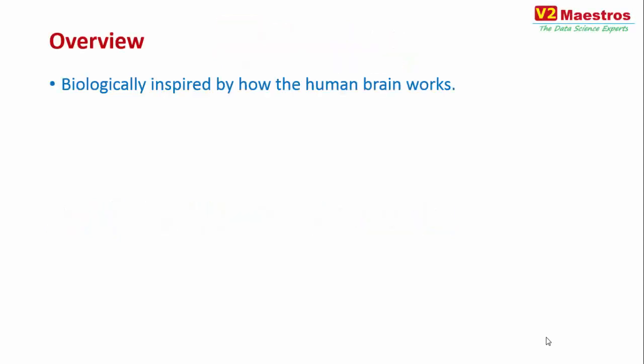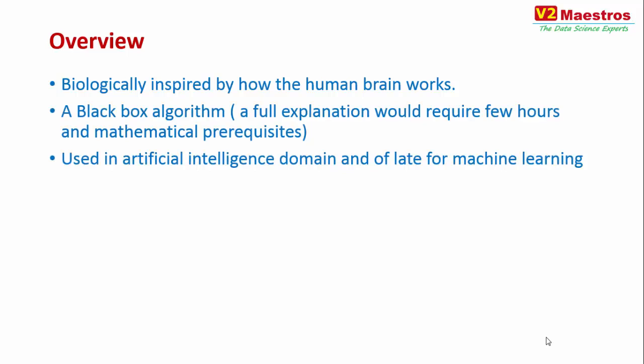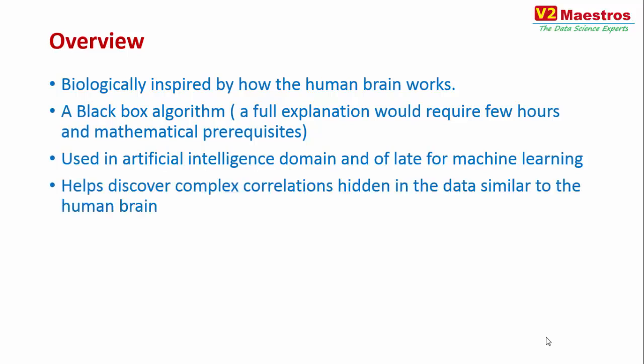Artificial neural networks are inspired by how the biological human brain works. It is a black box algorithm that is going to take a lot of time to explain and understand. It is used highly in the artificial intelligence domain, where things are fuzzy, the relationships are fuzzy, data is not always correct, data is not always complete, and it has now been extended into use for machine learning. It helps discover complex correlations hidden in data. It works similar to the human brain. It helps discover pretty complex correlations with incomplete data and fuzzy relationships. All of that is accounted for.